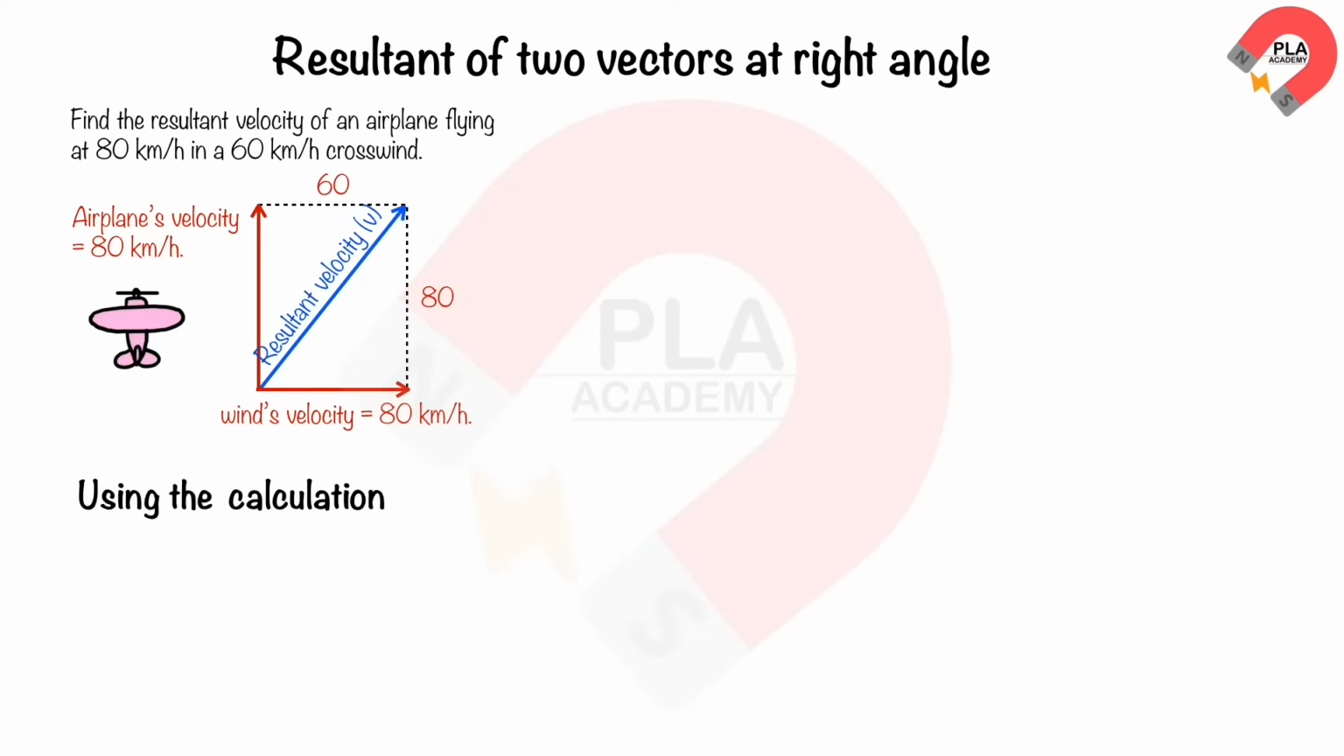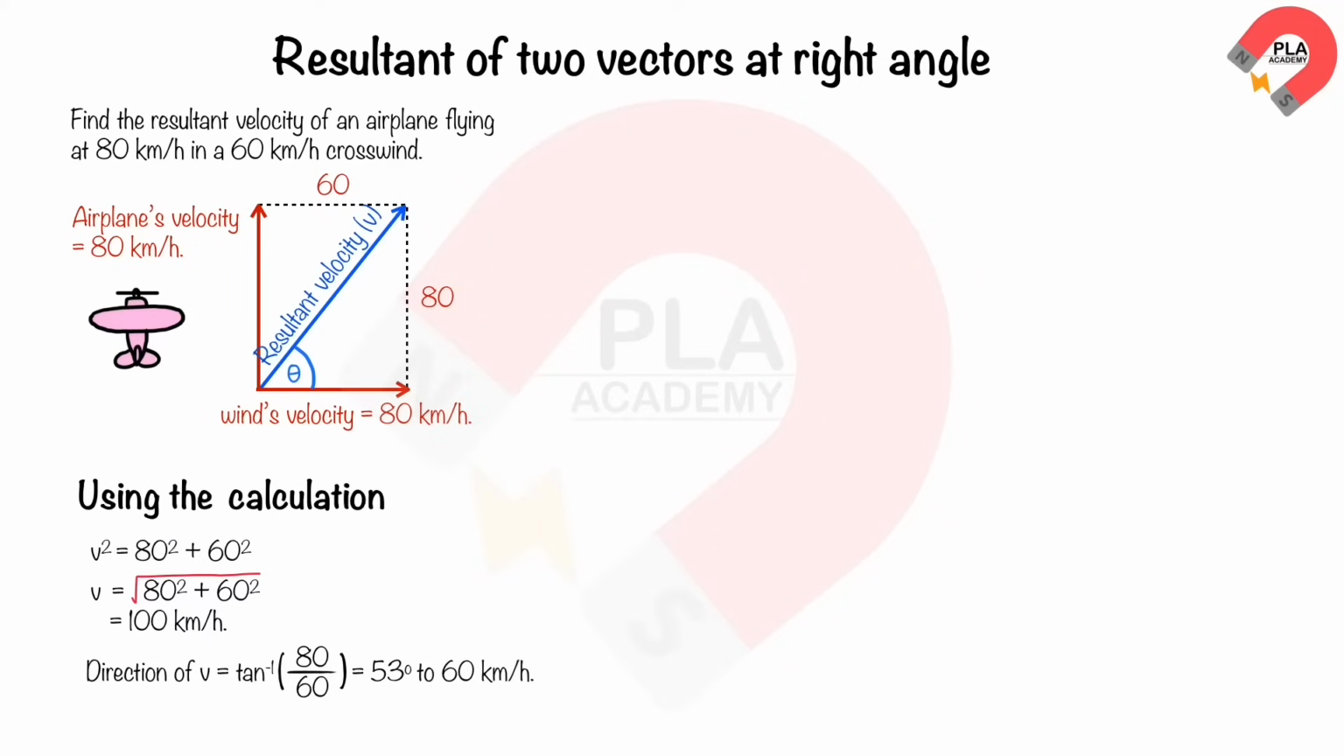We can calculate the magnitude of the resultant velocity using the Pythagorean theorem. Resultant velocity squared equals 80 squared plus 60 squared. Resultant velocity equals the square root of 80 squared plus 60 squared, which equals 100 km per hour. We can calculate the direction of the resultant velocity by the tangent ratio. The direction of the resultant velocity is the angle theta to the direction of the wind's velocity. So, the direction of the resultant velocity is tan to the power minus 1 of 80 over 60, which is equal to 53 degrees to 60 km per hour.